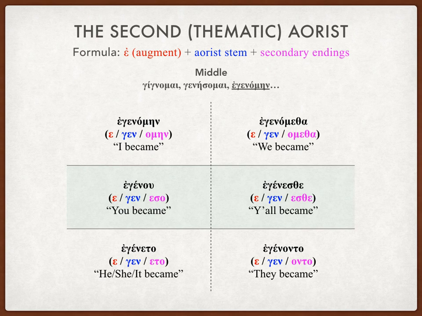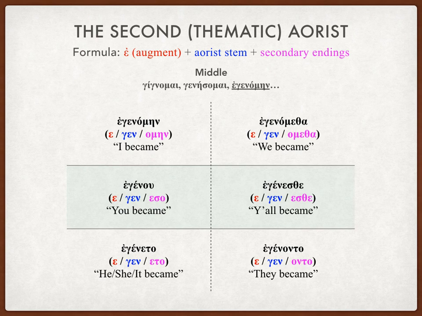Third person singular, start with your augment, which is epsilon in red. Your aorist stem, again, is gen. And third person singular, he, she, or it, is eta. Egeneta is he, she, or it became. Make sure it's past tense. Now let's go to the plurals on the right side. We became is going to start with the augment epsilon in red, aorist stem gen, and another ending, ometha, for we.